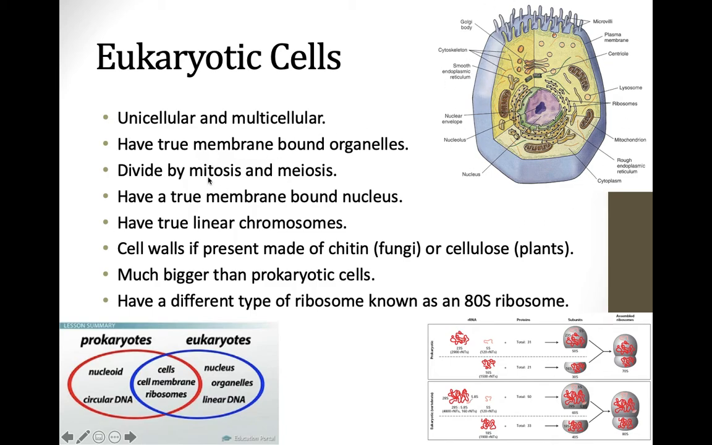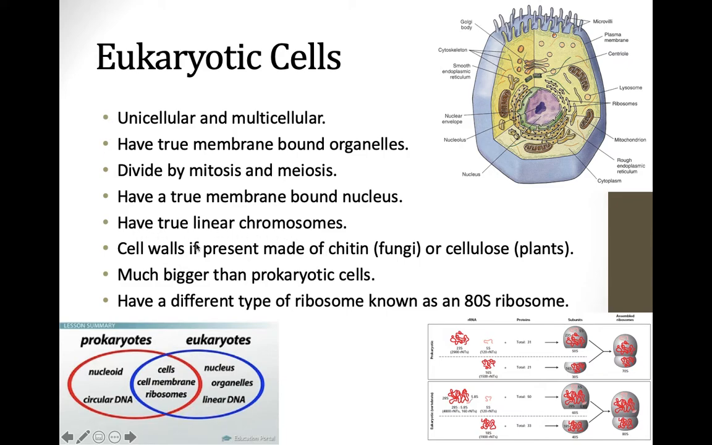Our cells very rarely divide by asexual reproduction, making an identical copy of themselves in that sense. Our cells divide by a process called mitosis for our body cells, or meiosis for sex cells, things like sperm and eggs. So it's a totally different process that involves the duplication of chromosomes, moving over, crossing over, and all that good stuff. We have a true membrane-bound nucleus, that's a big deal here. It keeps all of our DNA safe, protected and localized in one little spot.